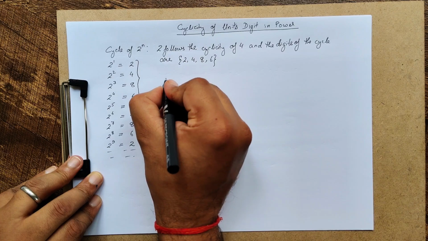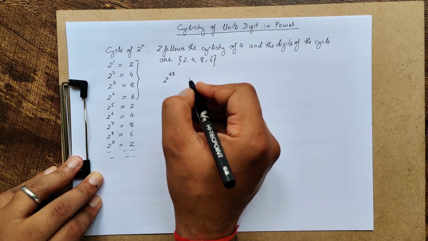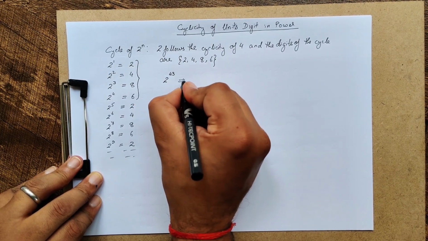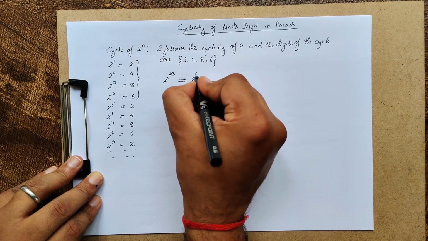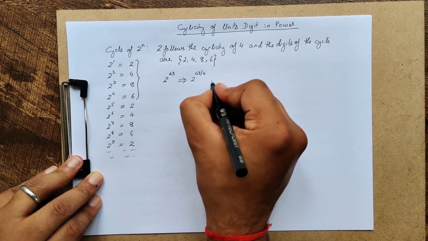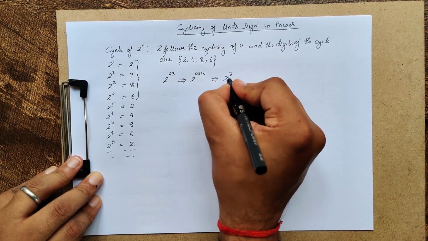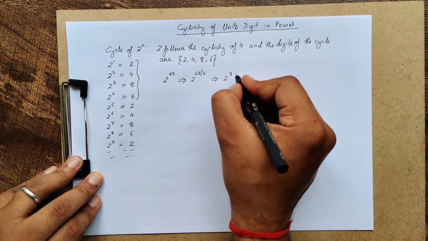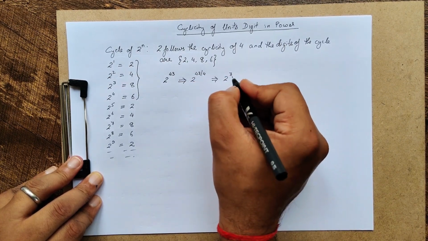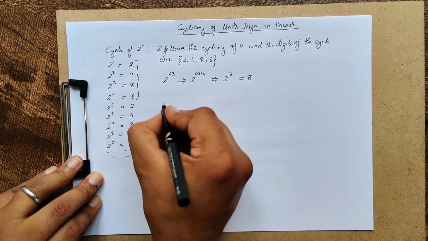Now let's take one example. Suppose it's given 2 to the power 43 and the unit digit of this expression is asked. So what are we going to do? We'll say 2 to the power 43 and divide it by 4 because the cyclicity of 2 is 4. The remainder we get is 3. So we can write it as 2 to the power 3. Now we know 2 to the power 3 means the third term of the cycle. So the third term of the cycle is 8. So the answer is 8.